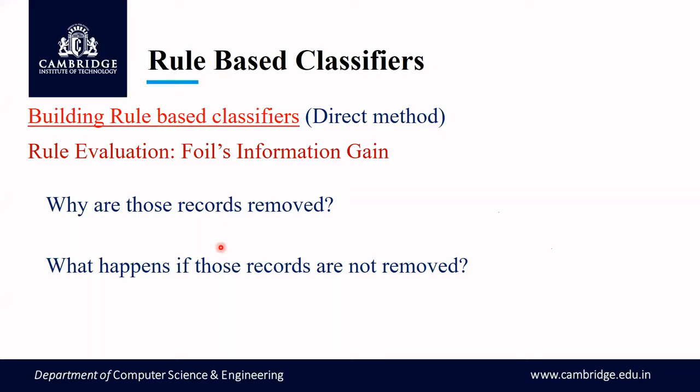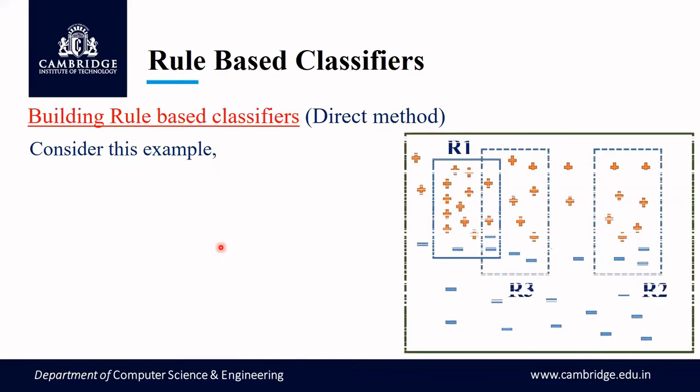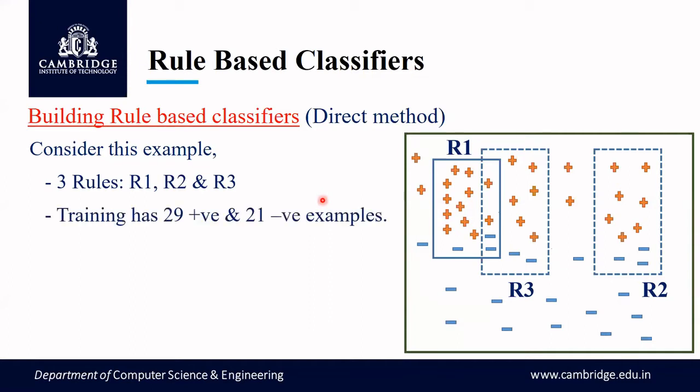Okay, so consider this example here. This is the example which we had considered in the last class to solve one particular problem, right? So from the observation that we can make, there are three rules, which are R1, R2 and R3. And if I consider this as a training record, here I can tell that there are 29 positive examples present and there are 21 negative examples present, correct?